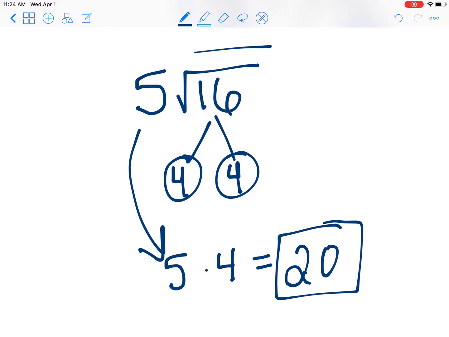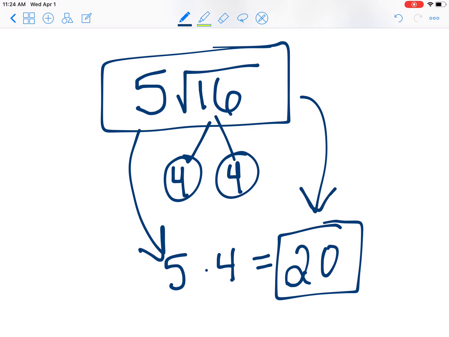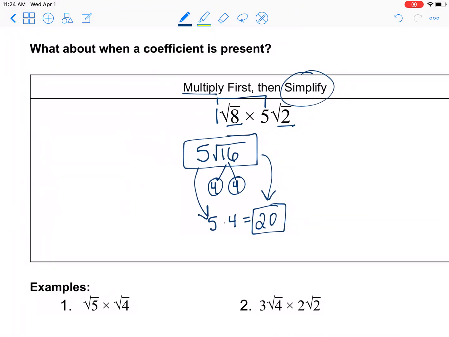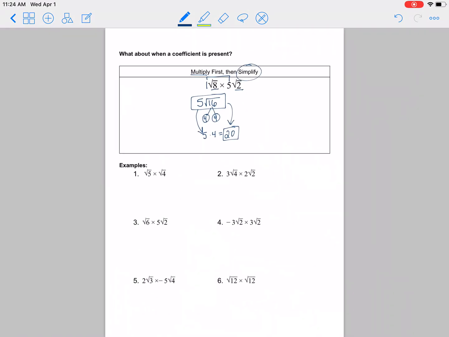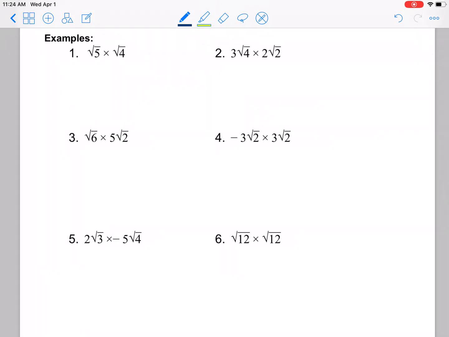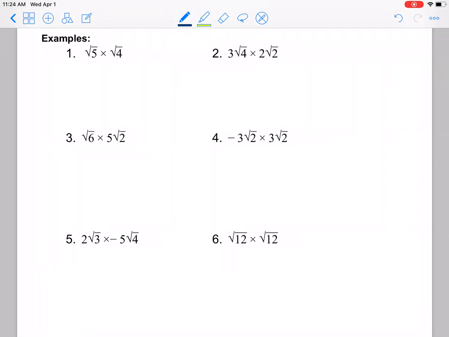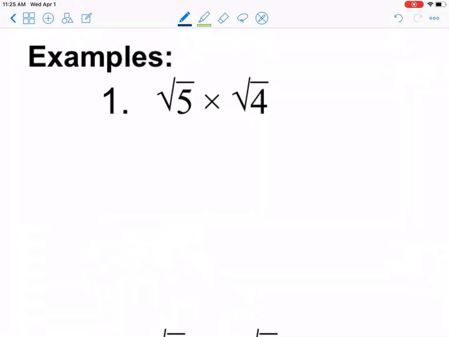If you were to type this exactly into your calculator, you should get 20 because that square root 16 is that perfect square. Okay, let's move on to some practice. Go ahead and take a moment, pause the video here to write down all 6 of these questions on a piece of paper. Okay, let's go through it.